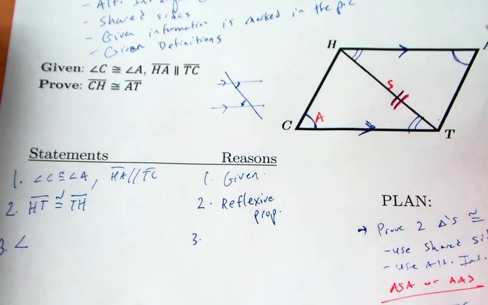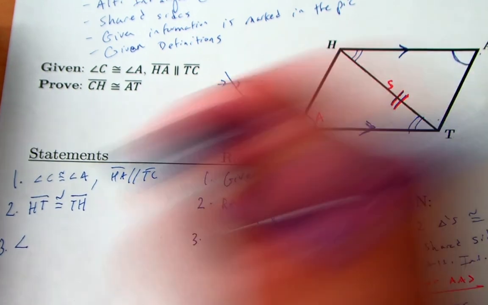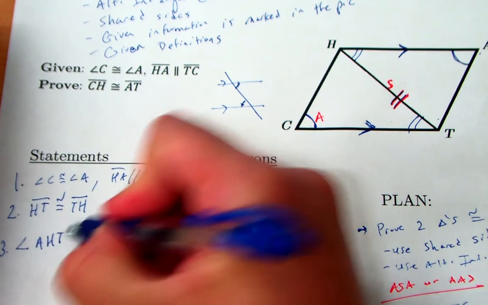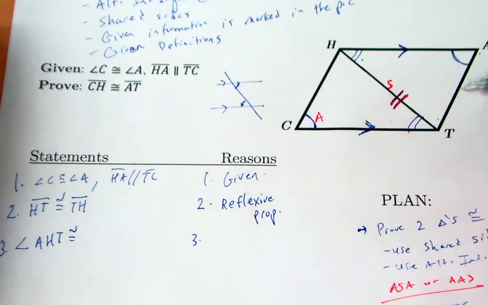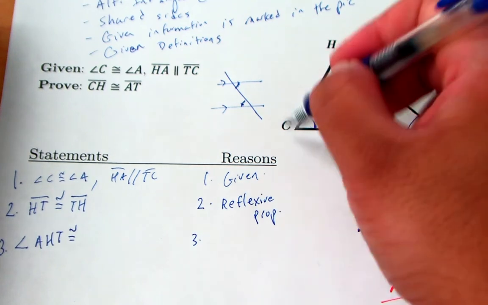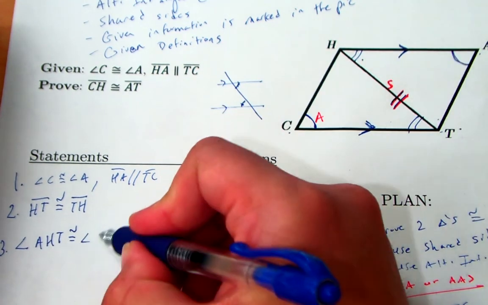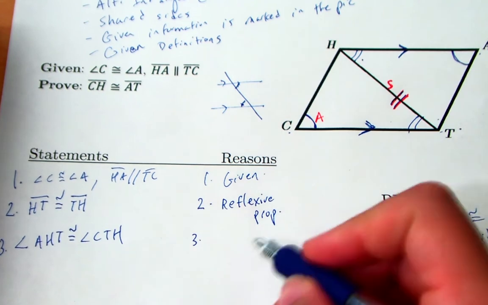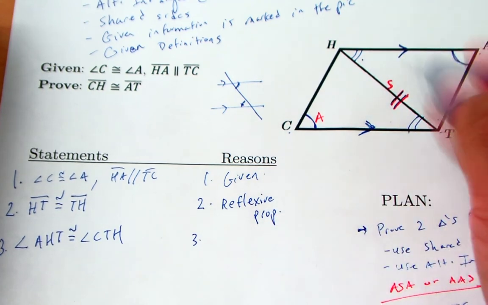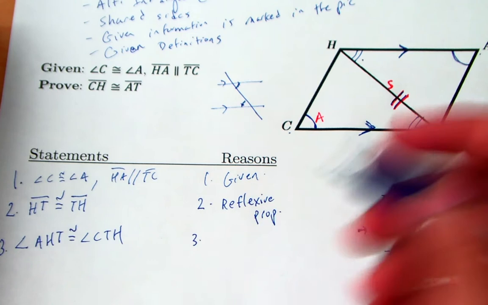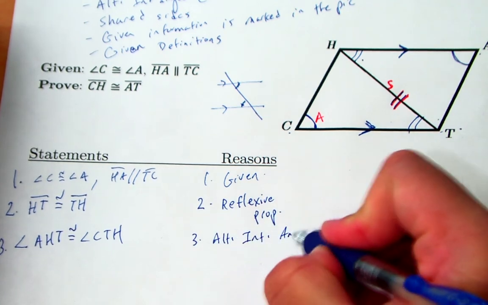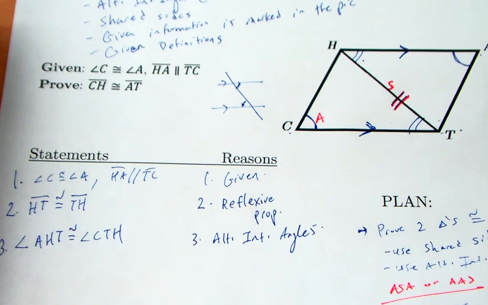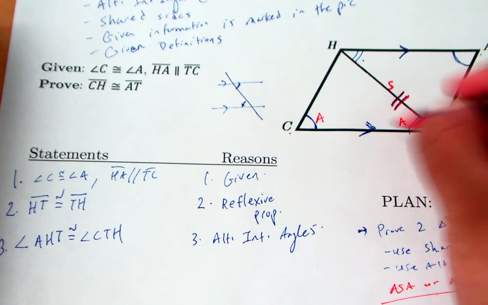So let's be careful about how we name them, because order does matter. The name of this top angle could be AHT. AHT, that's this angle right here. That's going to be congruent to, well, A to H to T is the same as C to T to H. CTH. Why are those angles the same? Not because they're given to us, not because they're congruent. That's just a circular argument. They're the same because they are alternate interior angles.